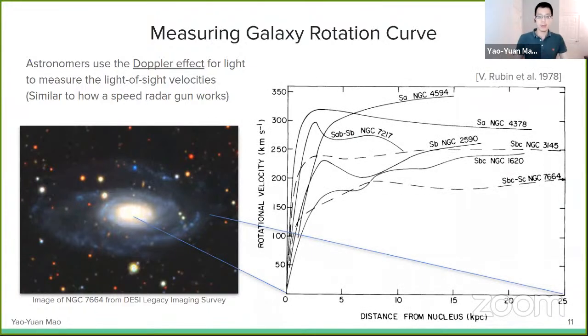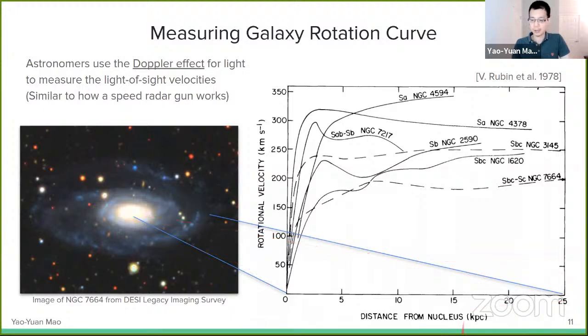So with that, we can measure the velocity of the stars across this radius of the galaxy. Here I'm showing you the actual measurement done by Vera Rubin. The y-axis here is the rotational velocity, how fast the star is moving. The x-axis here is the distance from the center of the galaxy. So 0 means at the very center of the galaxy.